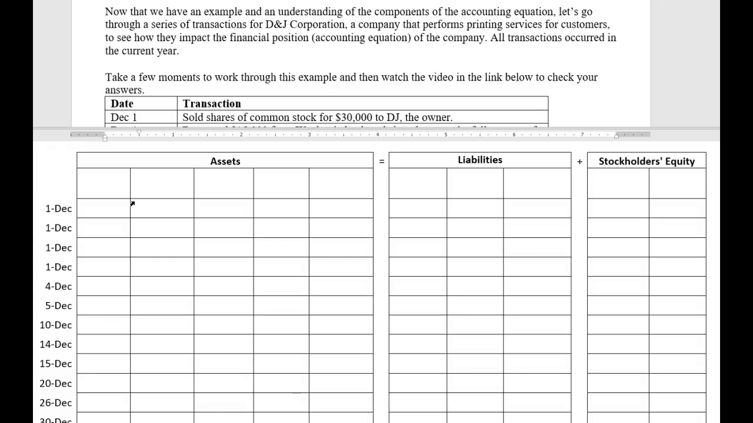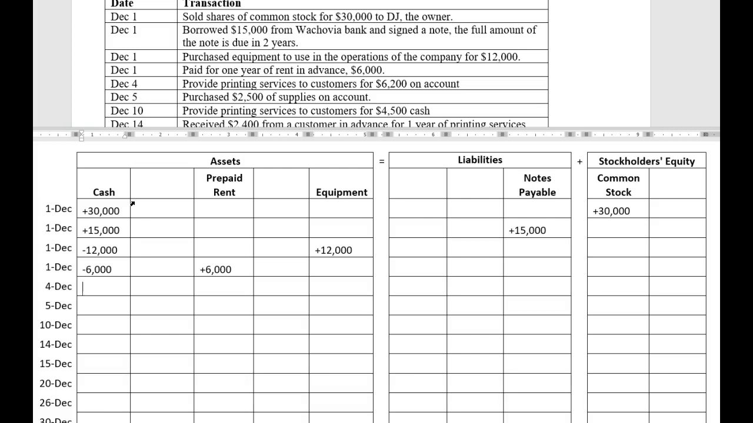Now that we have an underlying understanding of the accounting equation, let's go through a set of business transactions and see exactly how those transactions impact the accounting equation, see why there's a dual impact. Let's look at December 4th.